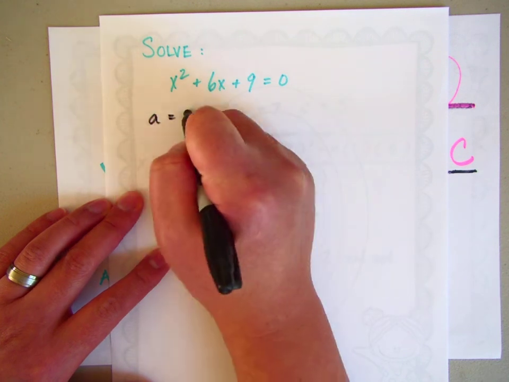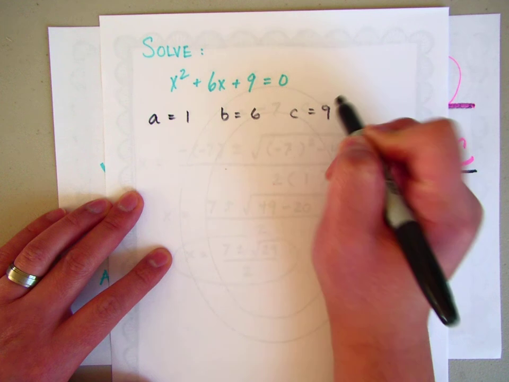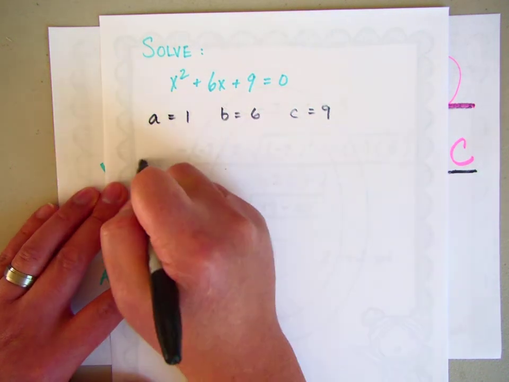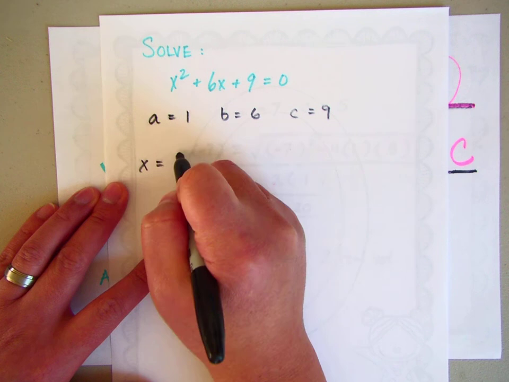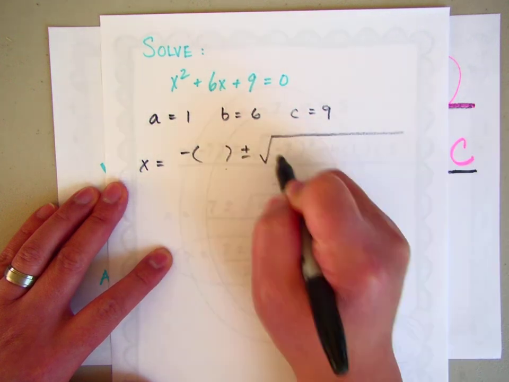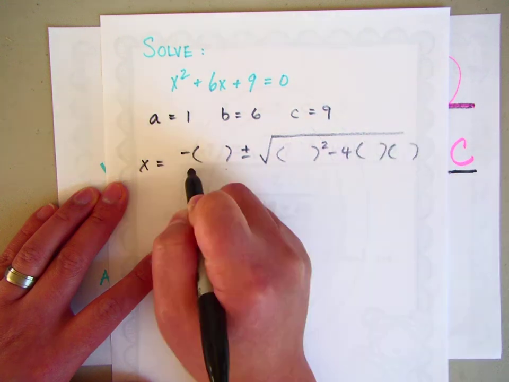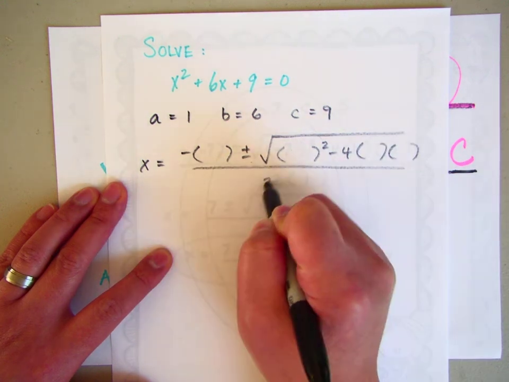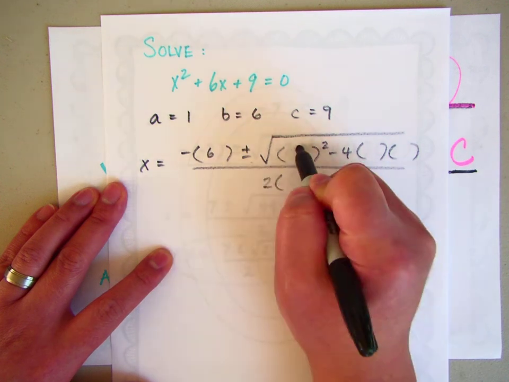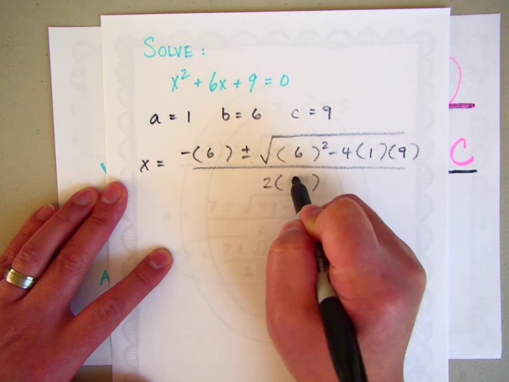All right, let's go. A equals 1, B equals 6, C equals 9. I should have checked that I got standard form equals 0 before we start. So here we go, x equals negative b, again, just the setup. Sometimes if you get used to the setup, it helps you remember the formula. Negative b plus or minus the square root of b squared minus 4ac, all over 2a.